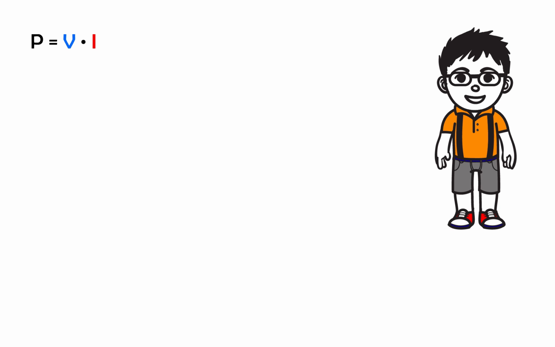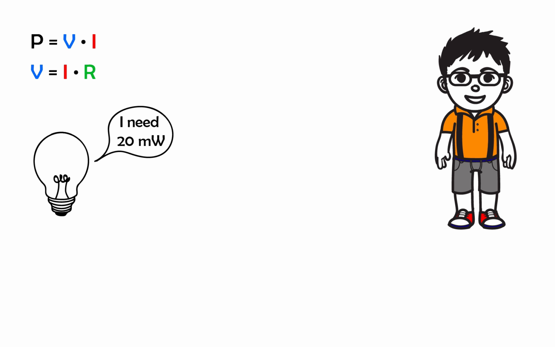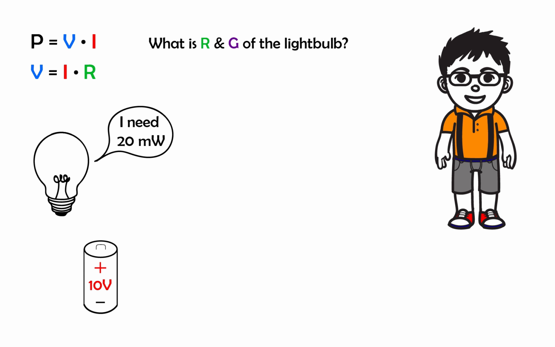Let's recall that power equals voltage times current, and voltage equals current times resistance. Suppose we have a light bulb that consumes 20 milliwatts when connected to a 10-volt voltage source. What is the resistance of the light bulb? What is its electrical conductance?